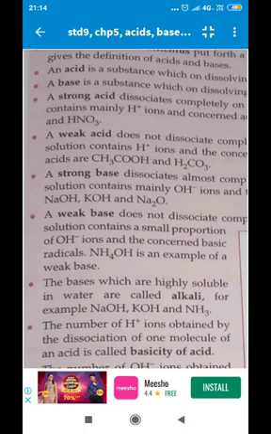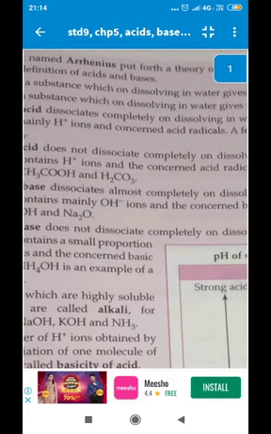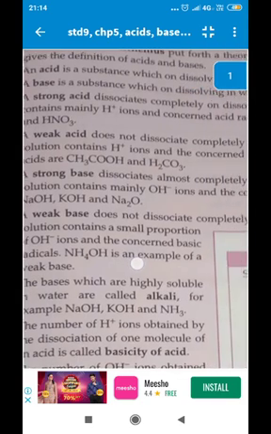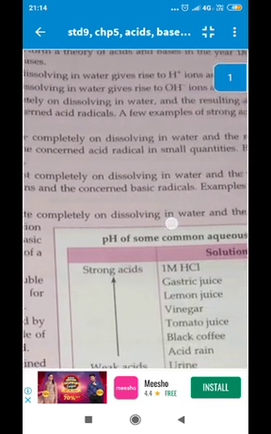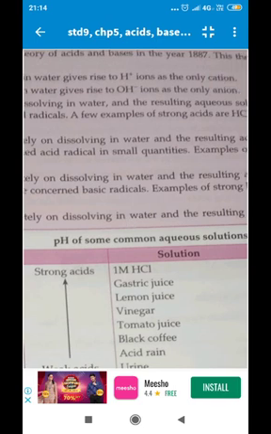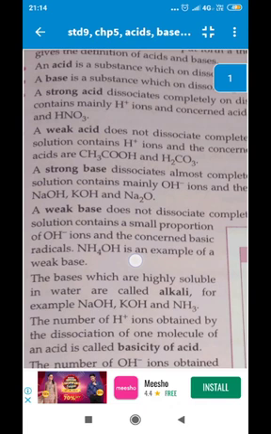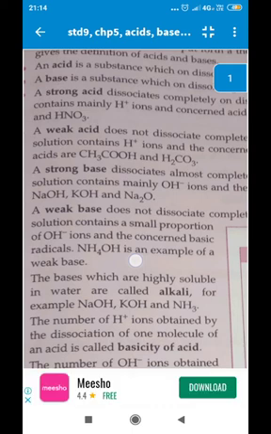minus anions. A weak acid does not dissociate completely on dissolving in water, and the resulting aqueous solution contains H plus ions and the concerned acid radical in small quantities. Examples of weak acids are acetic acid and carbonic acid. CH3COOH, when dissolved in water, forms CH3COO minus and H plus. Similarly, carbonic acid H2CO3, when dissolved in water, forms 2H plus ions and CO3 2 minus ions.